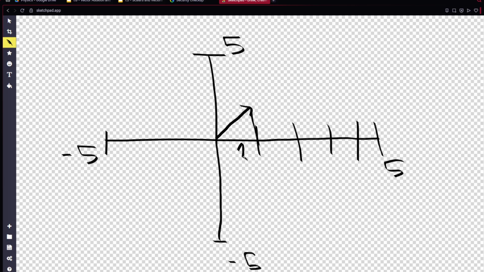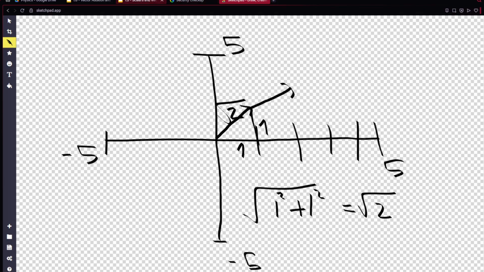So if it's 1 unit to the right and 1 unit up, then we get 1 squared plus 1 squared, and the square root of that, using the Pythagorean theorem, because a squared plus b squared equals c squared. Then we just take the square root of 1 squared plus 1 squared, giving us square root 2. So we have a vector with magnitude square root 2. Now, how do we make it 2 square root 2? Then we just double the vector head.